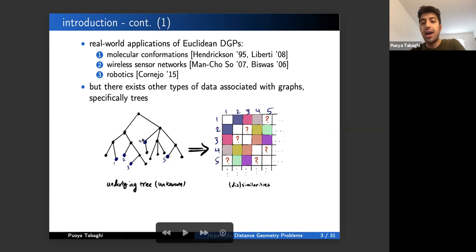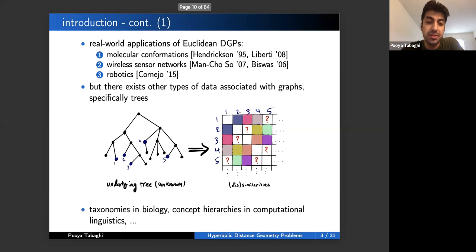So here, if you have similarity scores like this, then it's not obvious that a Euclidean representation for this tree could be optimal. As a matter of fact, I will show that it wouldn't be, and we have to go about embedding such dissimilarity measurements in hyperbolic spaces.